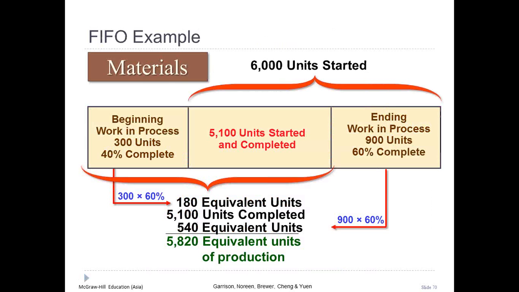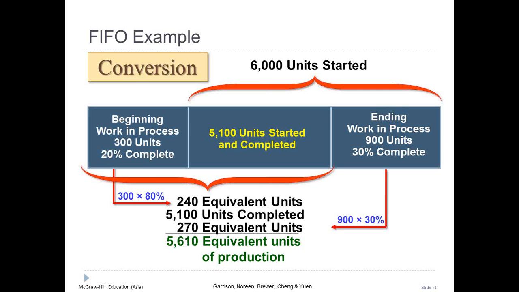Here is a visual showing the computation of equivalent units as to materials. The equivalent units of production equals the units completed and transferred out plus the equivalent units remaining in work in process. Here is a chart showing the computation of equivalent units as to conversion costs. Some of you can find this equation approach more useful than the tabular approach.